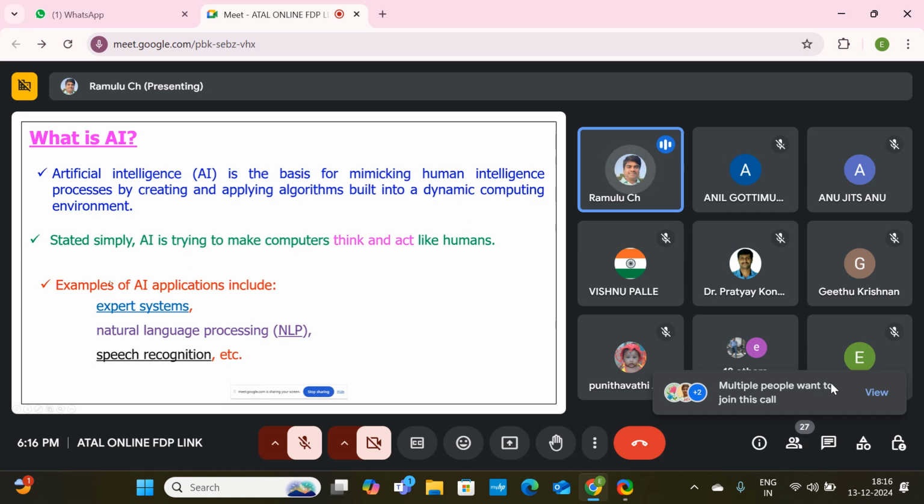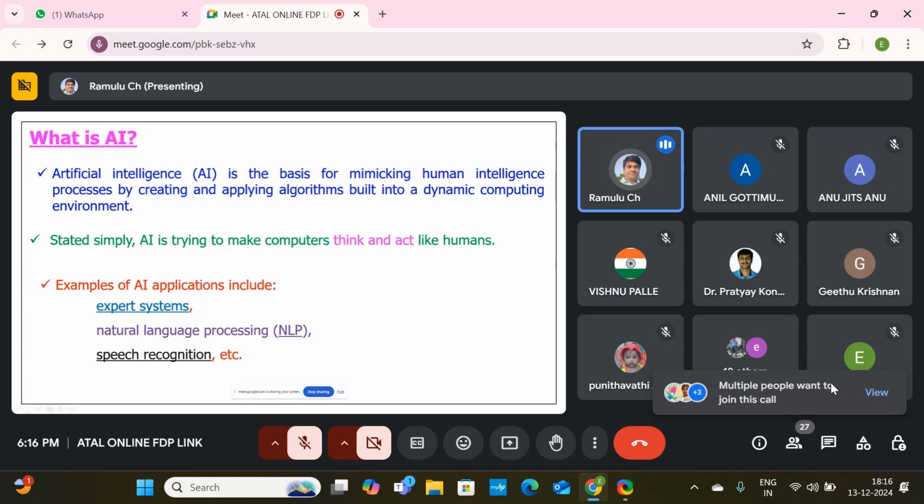So now coming to the examples of AI applications. Sorry for the interruption, Dr. Anil. This arrow, this cursor I am changing. Are you able to see this arrow pointer? Yes, sir. Observe, yeah, okay, fine.